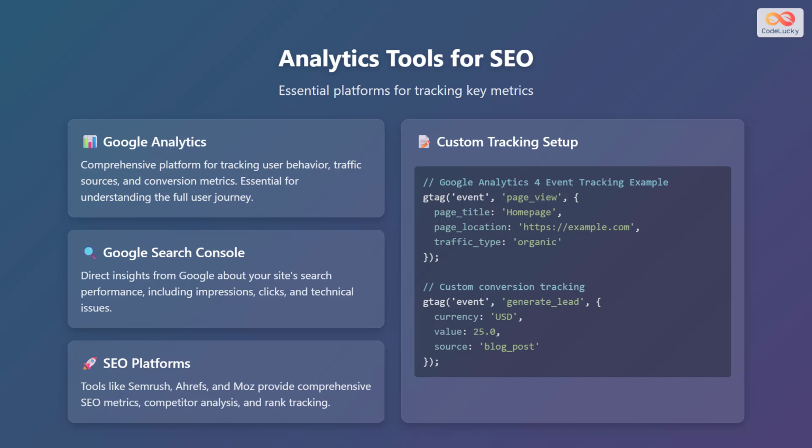There are also search engine optimization platforms like SEMrush, Ahrefs, and Moz, which provide comprehensive search engine optimization metrics, competitor analysis, and rank tracking. In terms of custom tracking setup, an example using Google Analytics for event tracking is shown. First, a page view event is set up with parameters like page title, page location, and traffic type. Second, a custom conversion tracking event is set up with parameters like currency, value, and source.